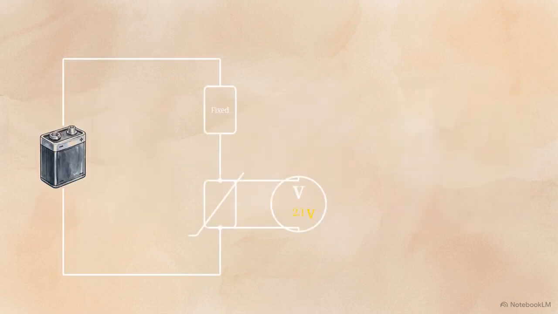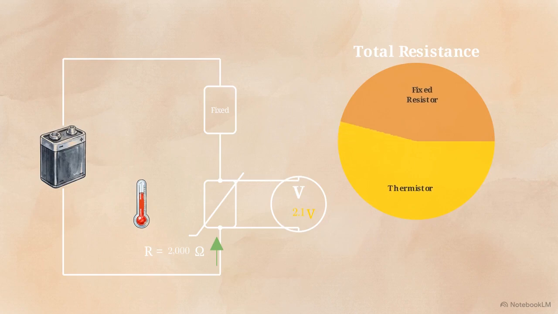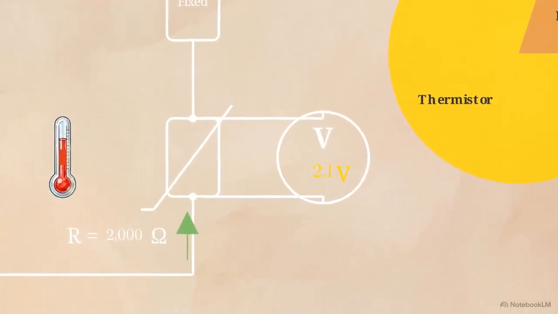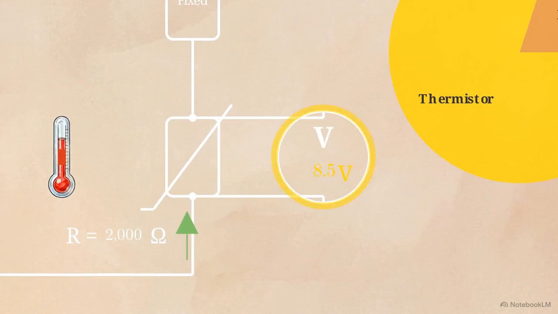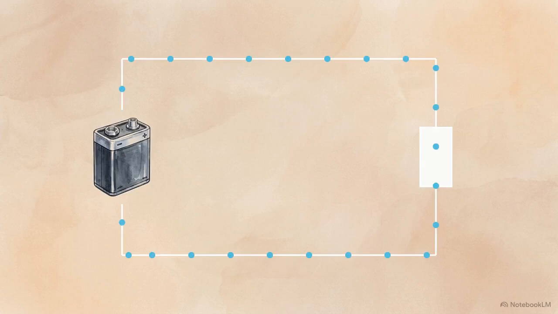Let's trace the steps. First, the temperature drops. Because of the inverse relationship, the thermistor's resistance goes up. Second, we apply the series rule. The thermistor now holds a much larger percentage of the circuit's total resistance. Because it holds more resistance, it commands a larger share of the input voltage. The V-out reading increases.